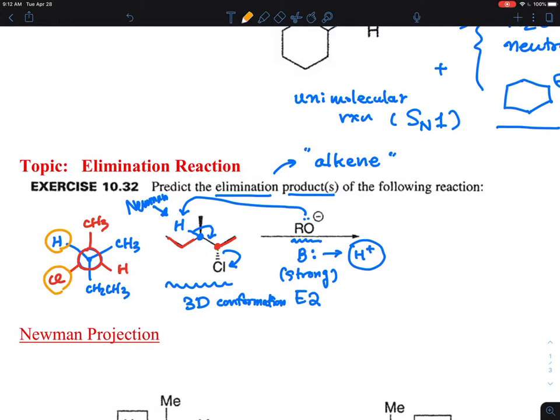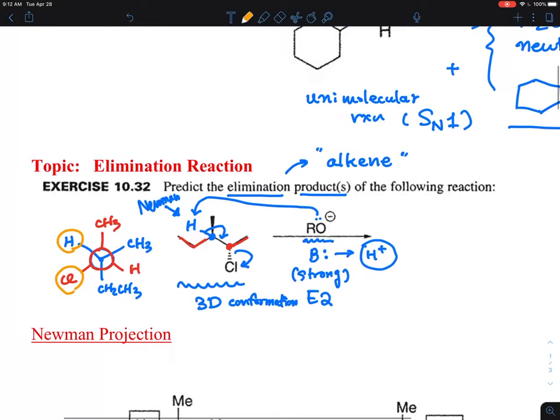According to this notation, what's going to happen is that the base can go and take this hydrogen, and essentially chlorine will leave as a leaving group, leaving the double bond behind. So this portion is essentially the formation of the double bond by this E2 mechanism, because you have a strong alkoxide base.